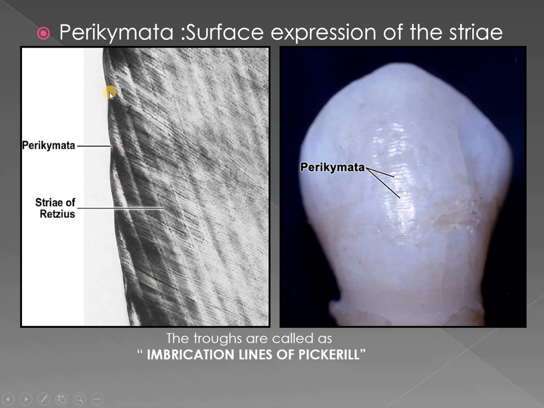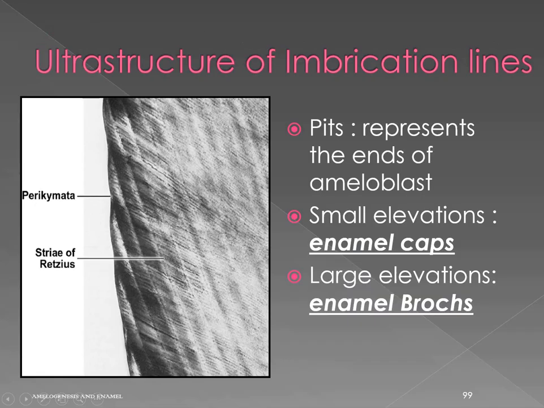This concentricity ends at the surface of the tooth, and the surface of the tooth also shows these striations, and these are called the imbrication lines of Pickerill or perikymata. The perikymata gives rise to an irregular surface of the enamel. The smaller elevations are called enamel cuffs, and the larger elevations are called enamel ridges.